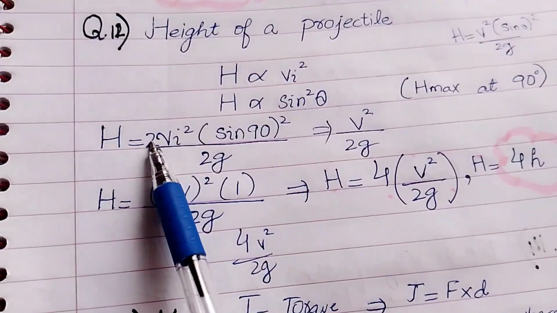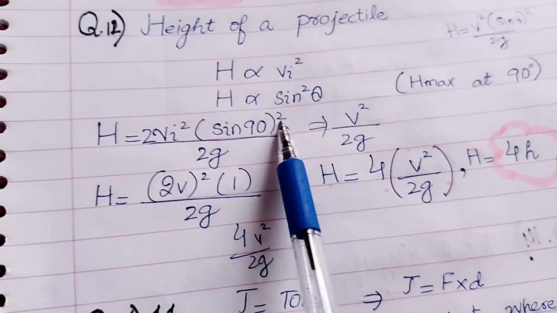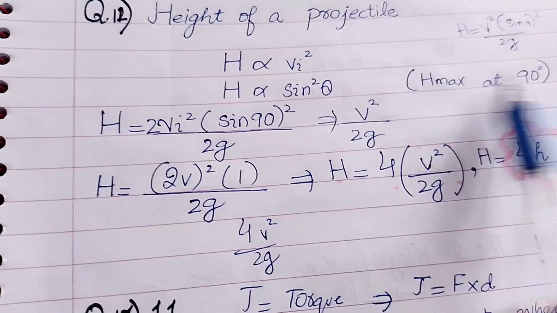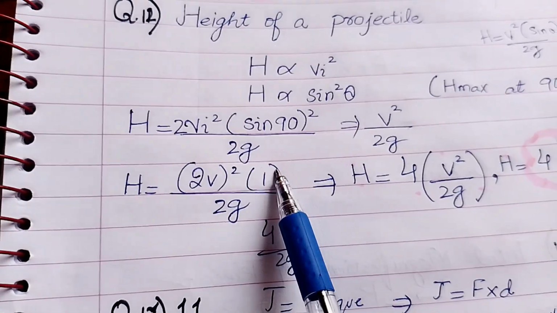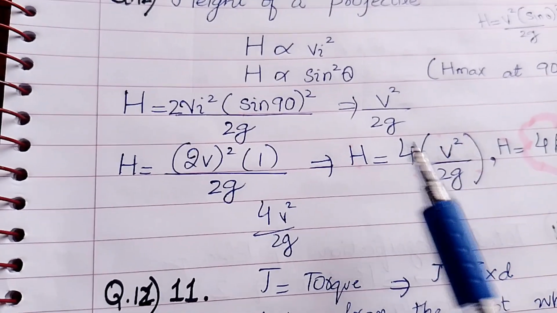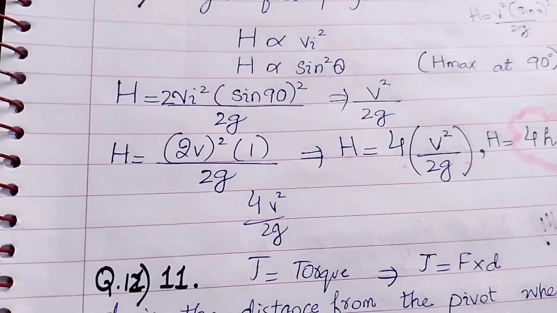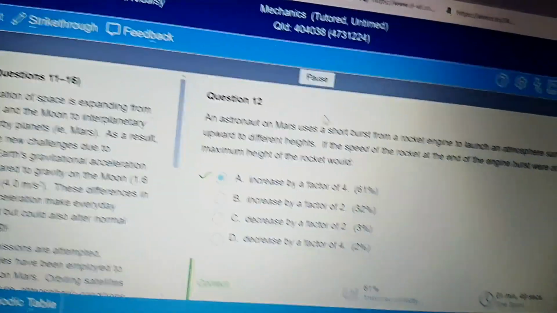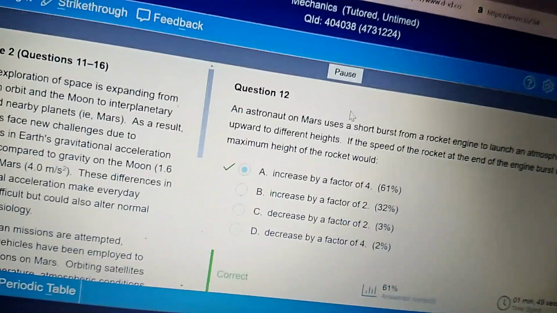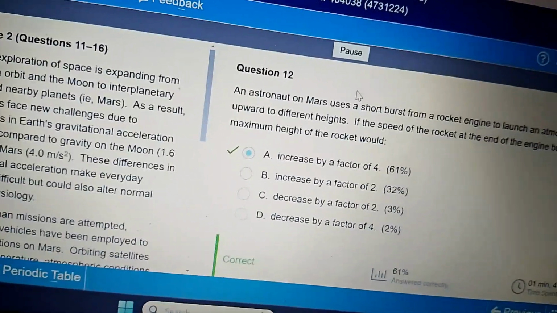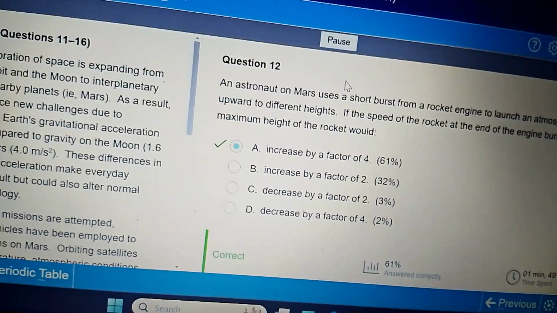Again I can repeat it. This was the height formula: height equals vi squared sine squared theta divided by 2g. But in this case, the maximum height of the projectile is at 90 degrees, so we can put 90 here and it becomes 1. Then we calculated it by doubling the velocity, and it is increased by a factor of 4. But I still have a shortcut for this, so you don't need to be confused. I will send the note on WhatsApp.